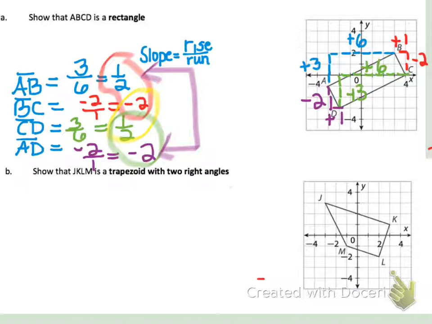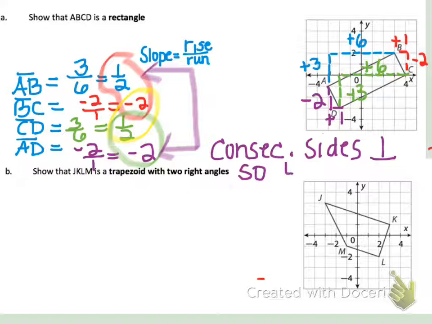So they're all the consecutive sides. You could say consecutive sides are perpendicular. So 4 right angles, because perpendicular lines make 90-degree angles. So since we have 4 right angles, it's a rectangle. So we've just shown that it is a rectangle by showing that all of the consecutive sides are perpendicular.